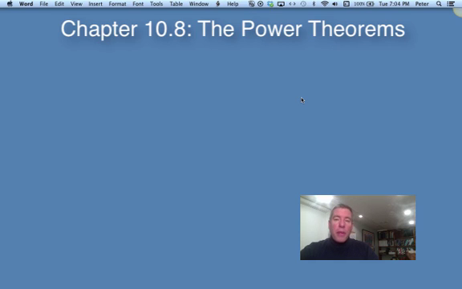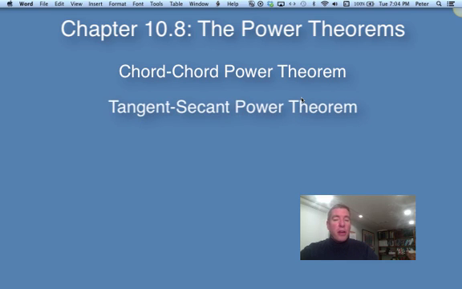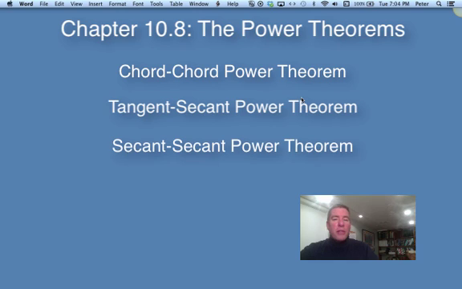Now there are three of them, and they deal with two chords intersecting in a circle, a tangent and a secant intersecting with a circle, and two secants intersecting with a circle. And due to the similar triangles that are created, we can find different lengths of some of the segments. So I'm going to introduce you to each one of the theorems, show you the proof of why it's true, and then we'll look at a couple of tutorials to help you through some of the problems that come up in this section.